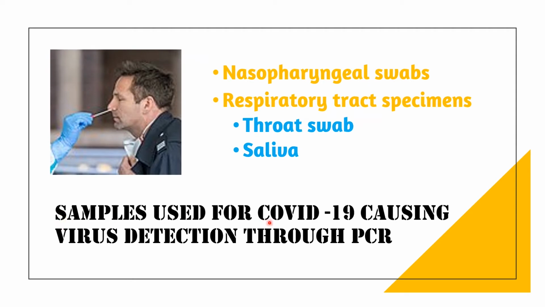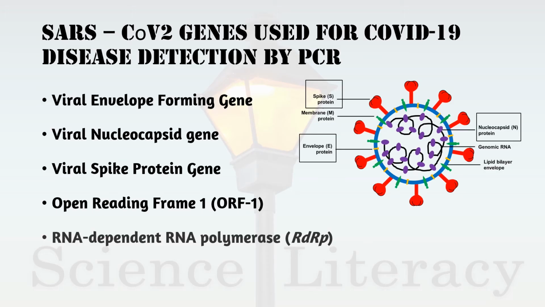So the samples used for COVID-19 causing virus detection through PCR can be either nasopharyngeal swabs or the respiratory tract specimens from the throat swab and saliva. SARS coronavirus 2 genes used for COVID-19 disease detection by PCR can be viral envelope forming gene, viral nucleocapsid gene, viral spike protein gene, open reading frame 1, RNA-dependent RNA polymerase.